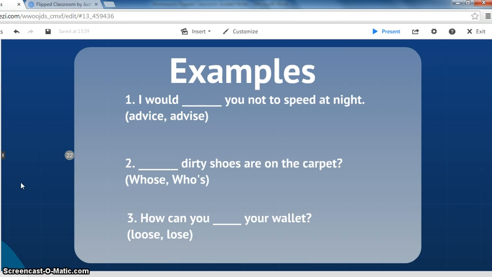So our example for number 1, I would blank you not to speed at night. Your two choices are advice or advise. I want you to fill out whichever one you think is correct, and I'll check it in class tomorrow. Number 2, blank dirty shoes are on the carpet. Whose or who's. And number 3, how can you blank your wallet? Loose or lose.